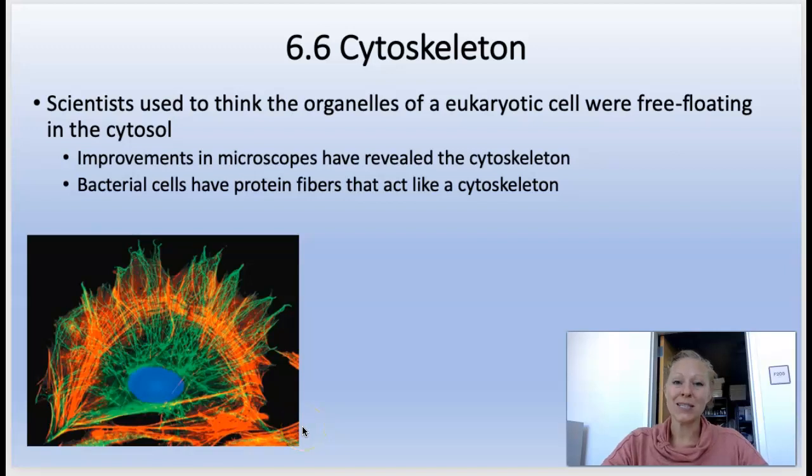So here we are at 6.6, the cytoskeleton. Scientists used to think that organelles in the eukaryotic cell were free-floating. However, they are not. They're attached to the cytoskeleton. The cytoskeleton has a complex role within the cell, and the only reason why we are able to see them now is improvements in microscopes, like we talked about earlier with the SEM and the TEM microscopes.